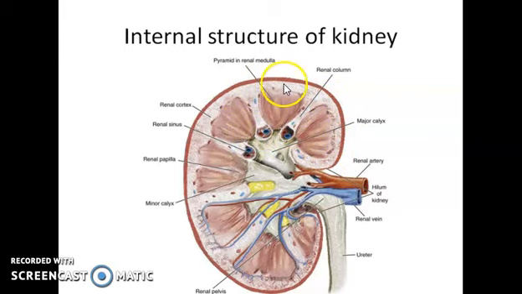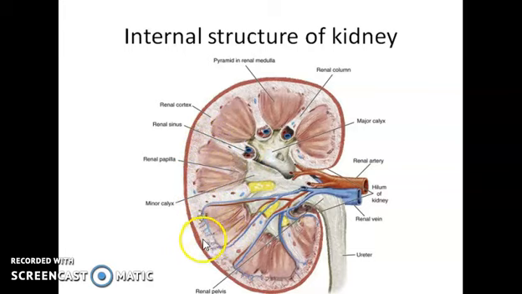The one which is covering the pyramids is called the cortical arches, because they are in the form of arches. And the one which is dipping inside are called the renal columns. So these are the renal columns and these are the renal arches. Whereas the medulla is formed by means of 8 to 10 renal pyramids. The apex of the pyramids is towards the hilum and the bases are towards the cortex.